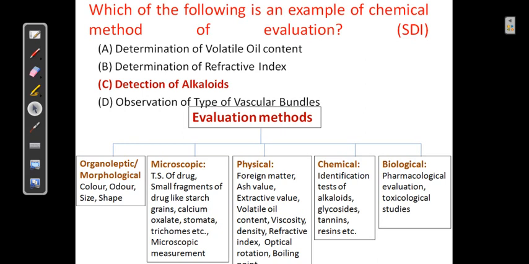Physical method of evaluation includes foreign matter, ash value, extractive value, volatile oil content, viscosity, density, specific gravity, optical rotation, boiling point, etc. And biological method includes pharmacological evaluation and toxicological studies of crude drug. Here, volatile oil content and refractive index both come under the physical evaluation of crude drug, and observation of vascular bundle comes under microscopic evaluation method.